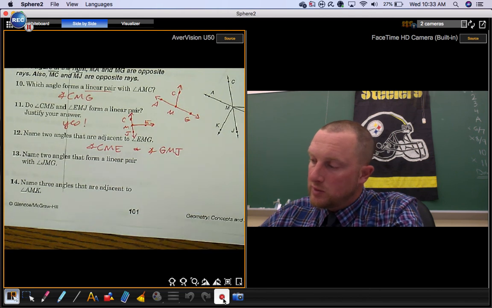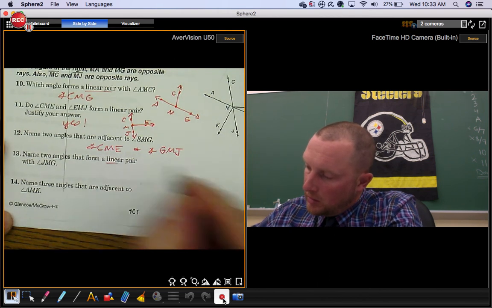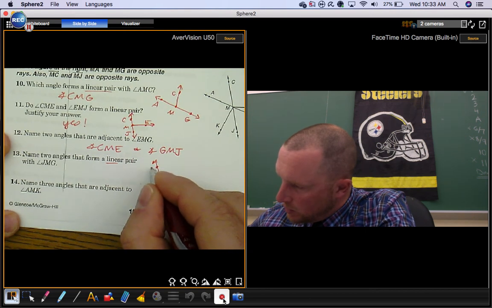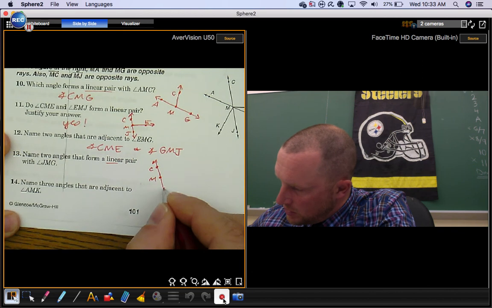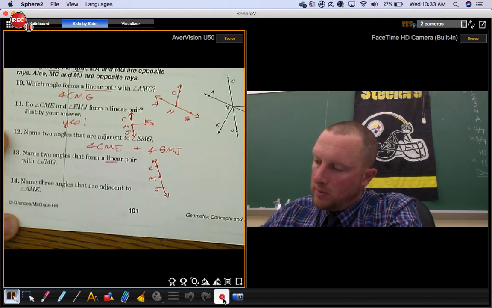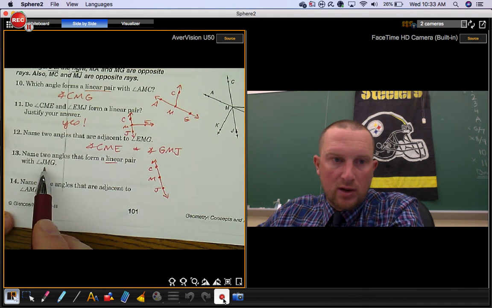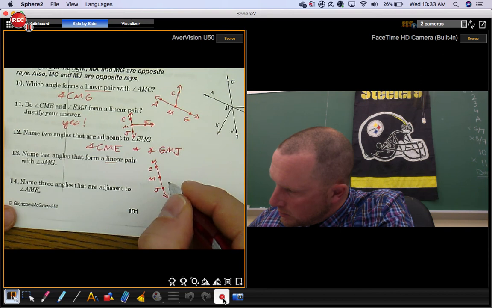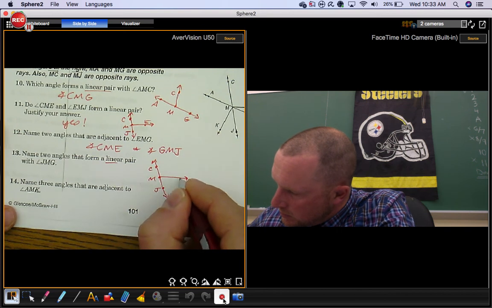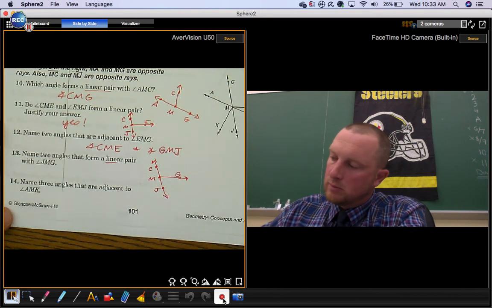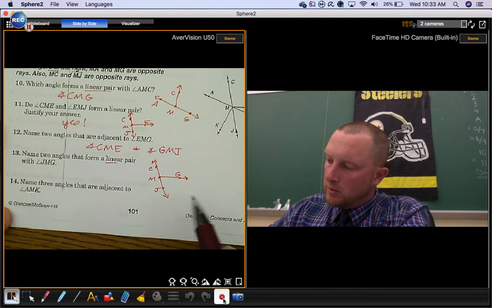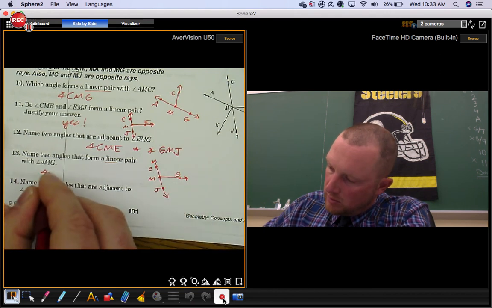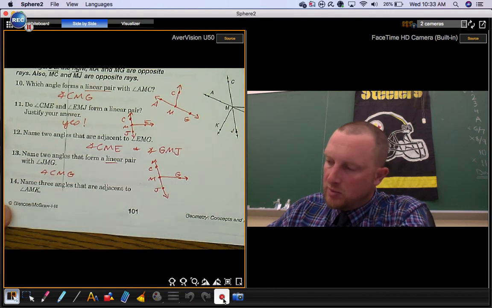So we need two angles now. So you need a linear pair, so you better draw a line. So from the picture, I'm going to draw angle CMJ. And then I'm going to draw this angle on it, angle JMG. What's the other angle? You got angle JMG. Angle CMG.